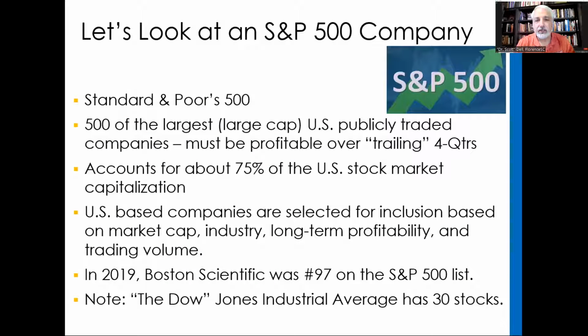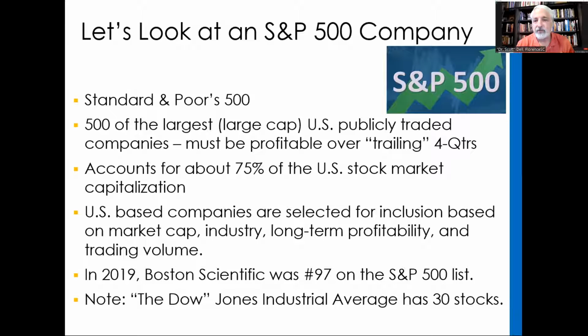So we're going to take a look at Standard & Poor's S&P 500. We're going to pick a company, and in that company, we're going to do a little bit of analysis. In this case, we'll use Boston Scientific. So what is the Standard & Poor's 500? Large cap, publicly traded companies, and they must be profitable for the previous trailing 4 quarters, averaging the 4 quarters and seeing the profit.